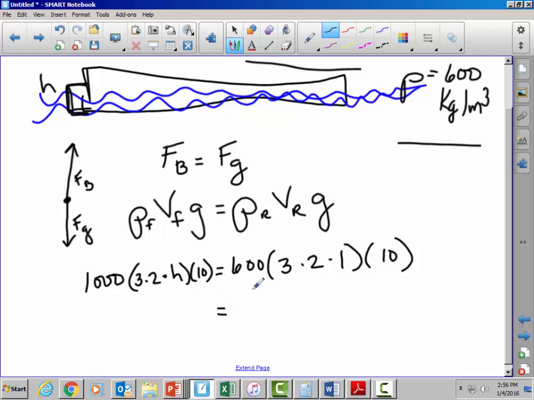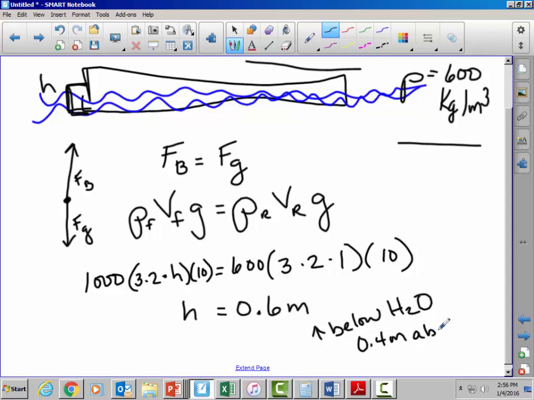So we have 600 on this side times 6, and then we're going to end up with 10,000 times 6. Once we do all that math, we figure out that the height is 0.6 meters. So that tells us that 0.6 meters is below the waterline, which means that 0.4 meters sits above, since the whole height of the raft was a full meter.